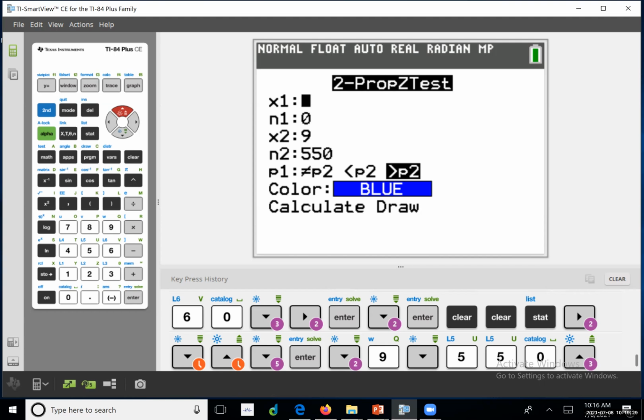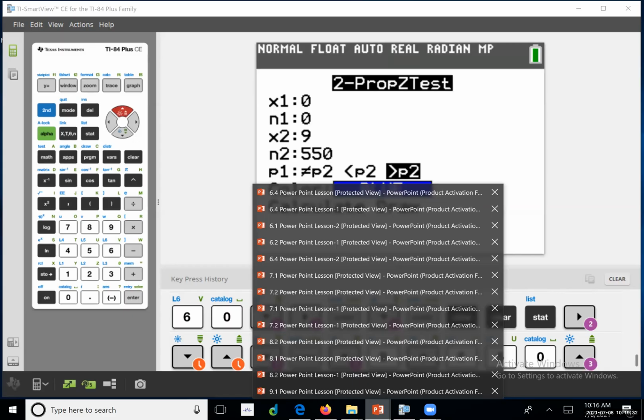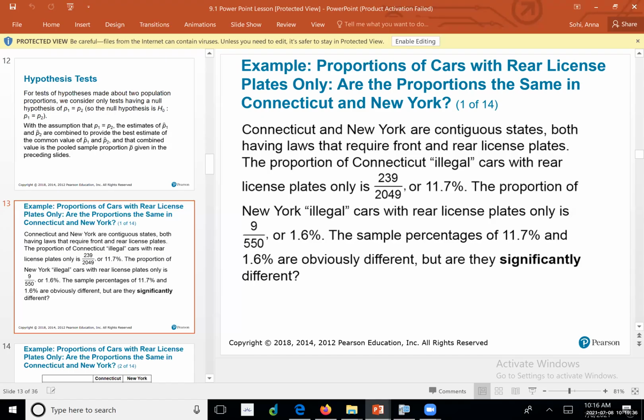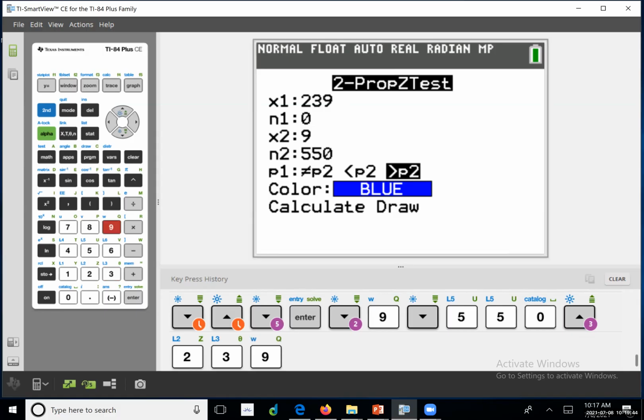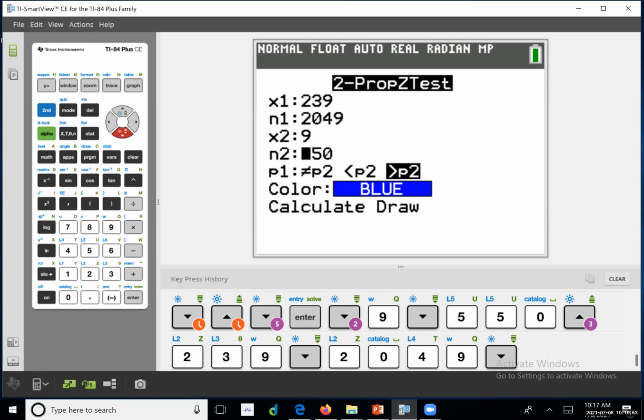Let's fill it in. So let's put the data in here. Let me go back to the PowerPoint. 239 out of 2049. And in this case, you just go that they are different. So please see if you have matching numbers on your calculator.